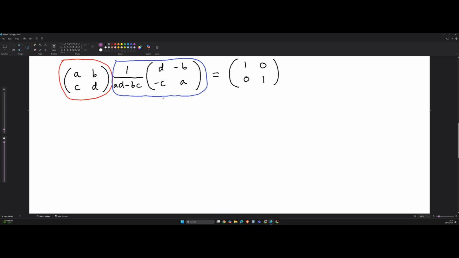Now a good way to memorize the inverse of a 2 by 2 matrix is to swap this a and d, so they switch places, and then you must multiply the b and the c by -1, giving you this matrix. And then after that, you just multiply this matrix by 1 over ad minus bc, which is a scalar. And also consider that ad minus bc cannot be equal to 0. If it is, you cannot get an inverse.